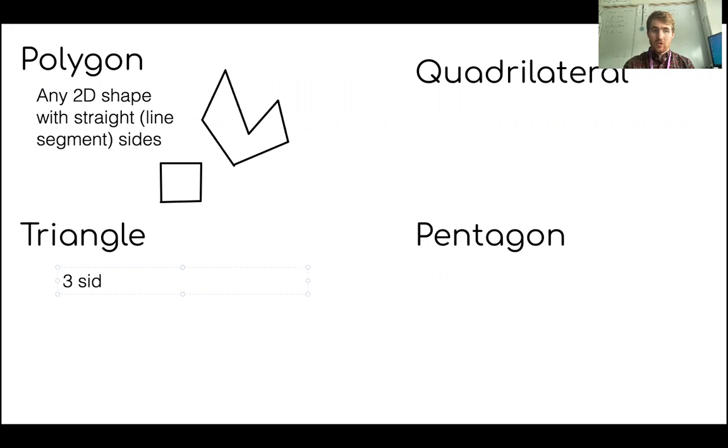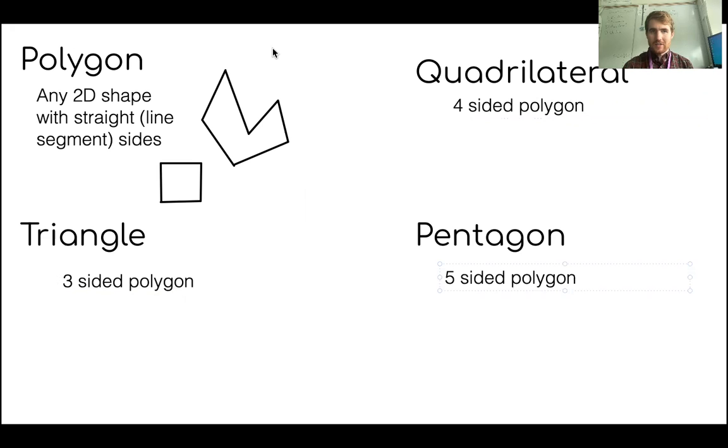Hopefully you already know what these other words mean. A triangle is a 3-sided polygon. A quadrilateral is a 4-sided polygon. And a pentagon is a 5-sided polygon. It doesn't matter what the polygon looks like as long as a triangle has 3 sides. So you could have a triangle like this, or you could have a triangle like this. Both of them are triangles.